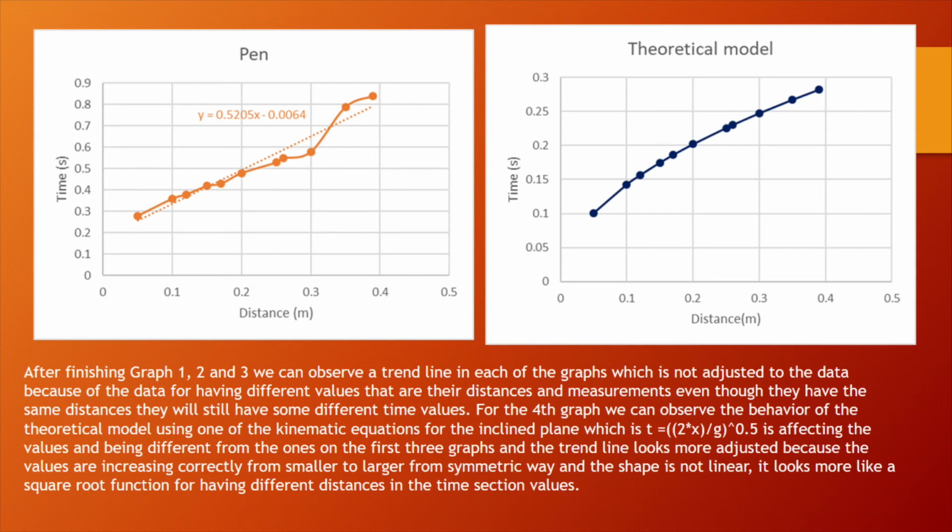And the trend line looks more adjusted because the values are increasing correctly from smaller to larger in a symmetric way, and the shape is not linear. It looks more like a square root function for having different distances in the time section values.